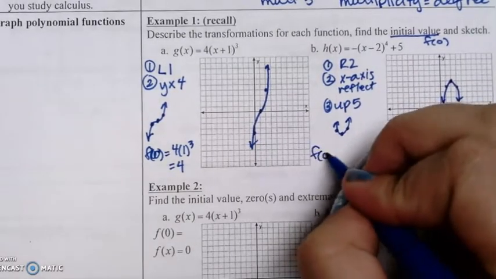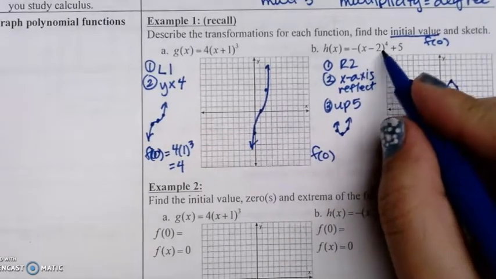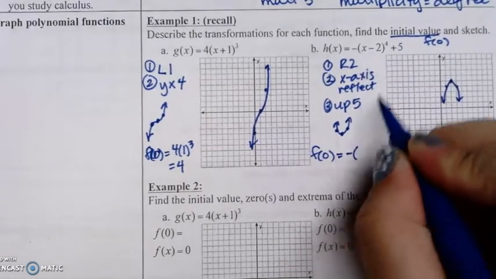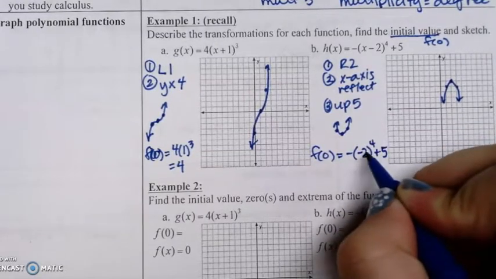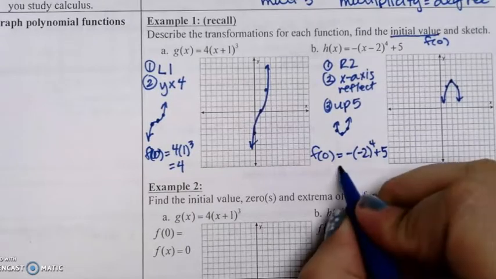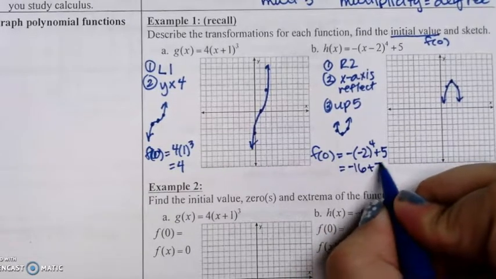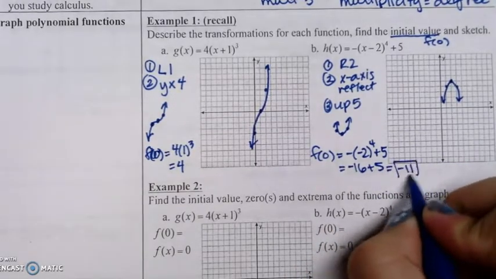To find f of 0, I substitute 0 in. So I have negative of -2 to the 4th plus 5. 2 to the 4th, 2, 4, 16. So this is -16 plus 5 is -11.